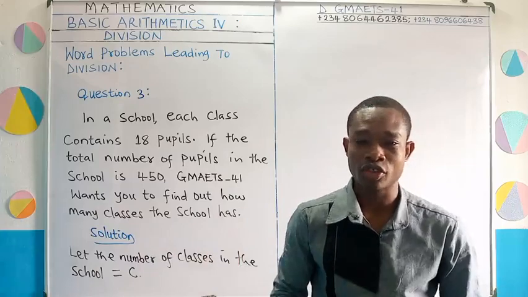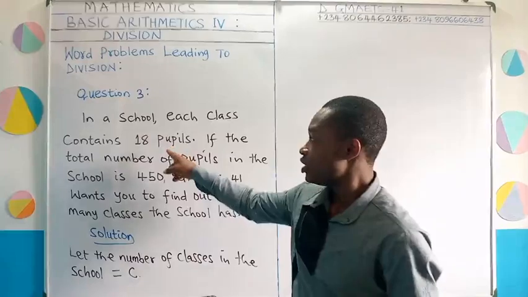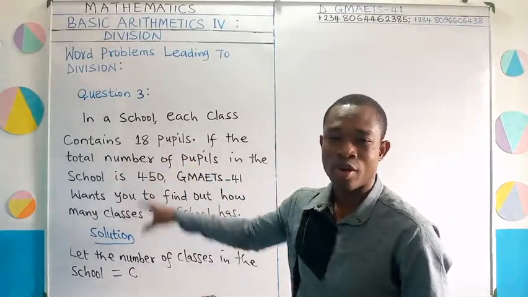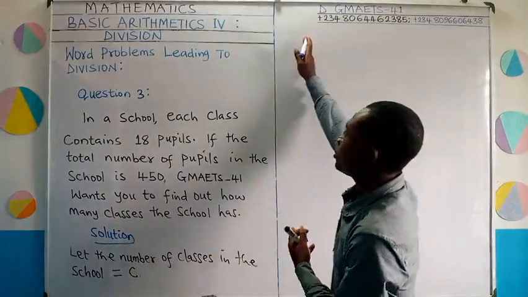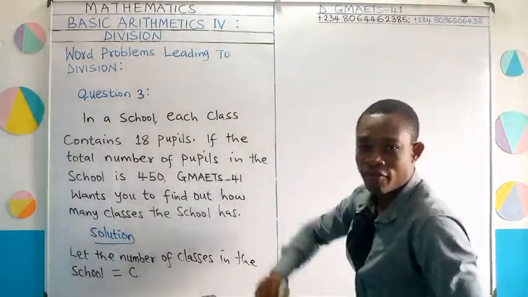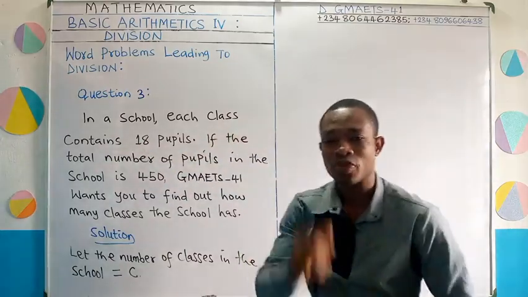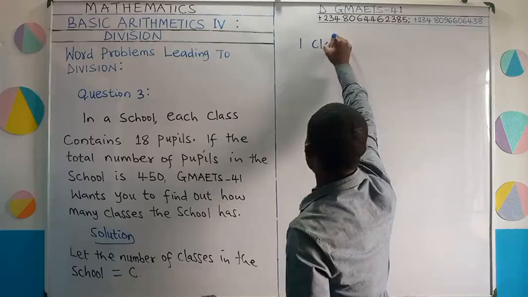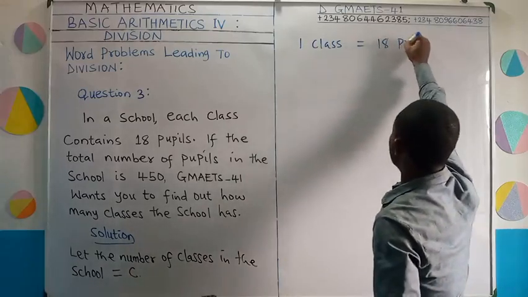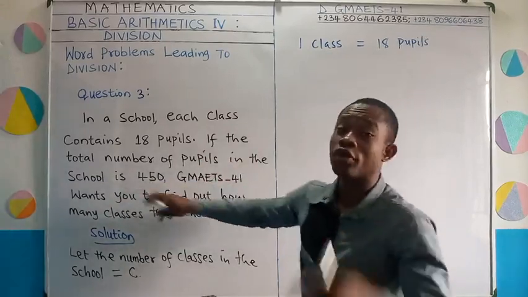I'm going to go straight on to my arrangement after finding out the second information. And clearly, the second information is about the number of pupils, because it gave us the values of number of pupils. So going by the arrangement, I am going to put number of classes here and number of pupils here. Are you following? I have from the question that each class contains 18 pupils. Each class means one class equal to 18 pupils. And so we are told that the total number of pupils in the school is 450.